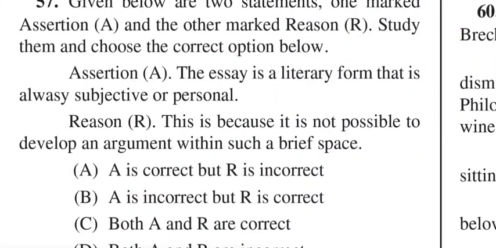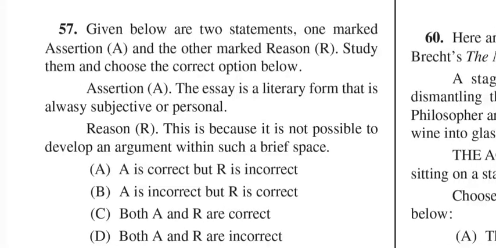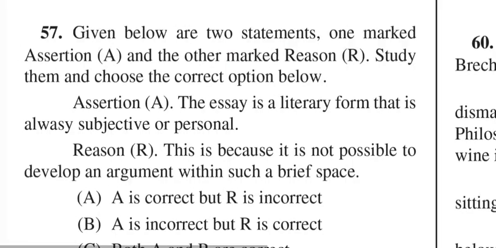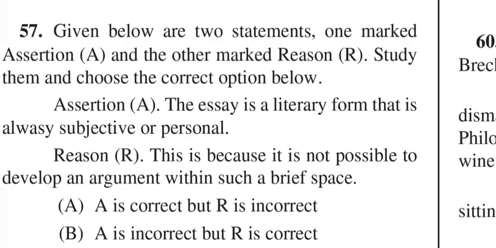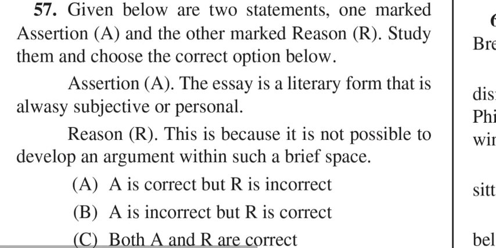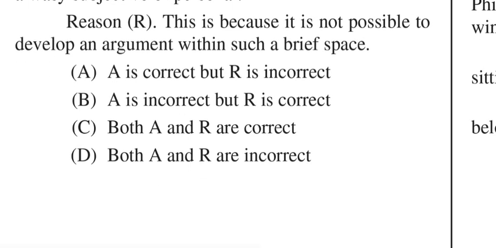57, this question is related to assertion and reason. These kinds of questions are asked pretty frequently. Given below are two statements, one marked assertion and the other marked reason. Study them and choose the correct options below. Assertion A, the essay is a literary form that is always subjective or personal. R, reason, this is because it is not possible to develop an argument within such a brief space.